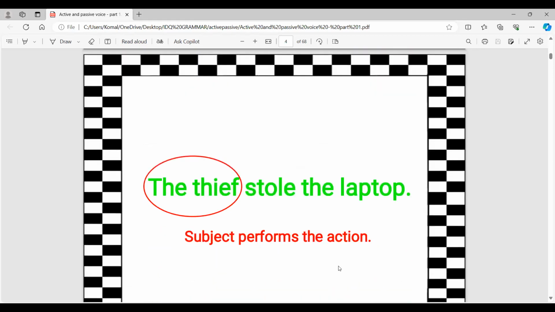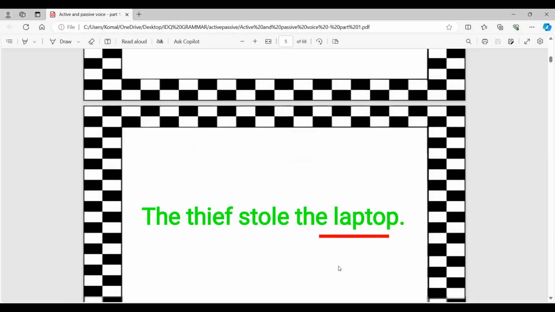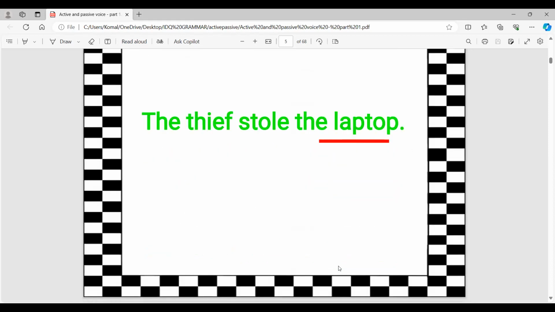So the thief, the subject, performs an action on the laptop. Now, what did we learn in our childhood about how to make the passive voice? Object becomes subject, subject becomes object. Whatever the object is, make it the subject, and whatever the subject is, make it the object. Now convert this.